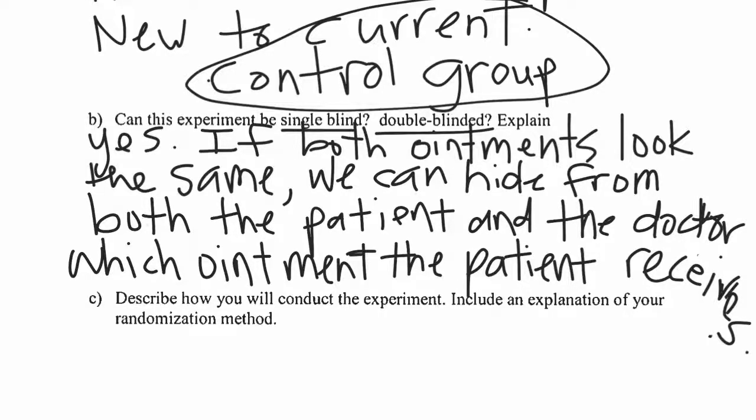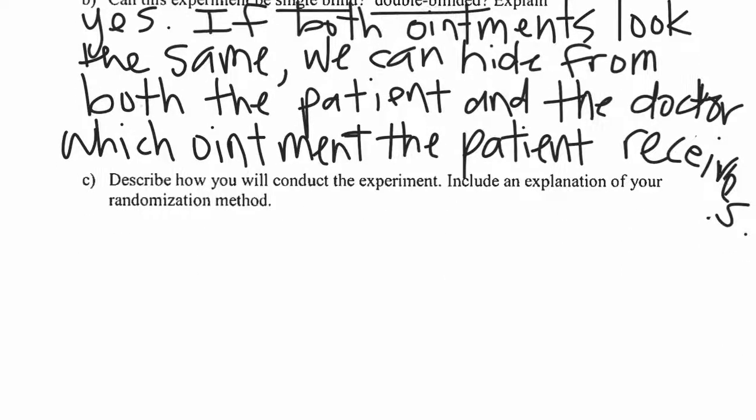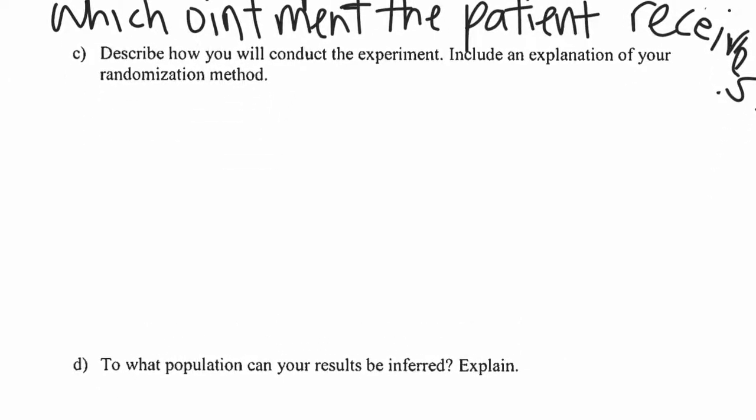Okay, very good. All right, next. Describe how you will conduct this experiment. Include an explanation of your randomization procedure, your randomization method. So guess what, people? You know what this is? Strap me cat, right here. Part C. You don't have a whole lot of room there.